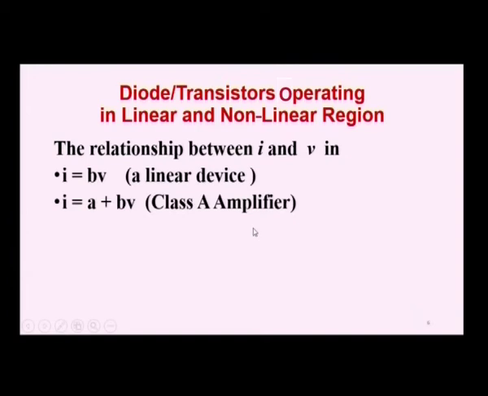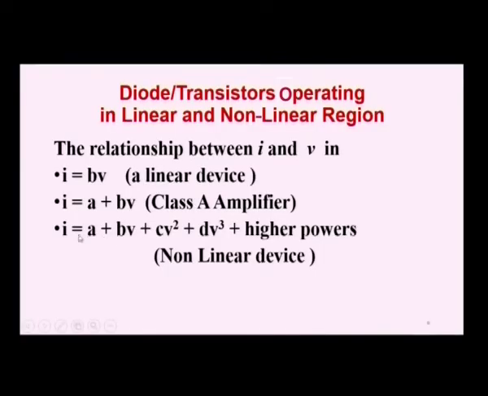Even if it is a linear device, for example a class A amplifier, the relationship between the current and voltage is given by I equal to A plus BV. This says that the voltage gets scaled by some parameter B. Along with that we have one constant. Mathematically we call this a constant, and electronically we call this a DC value.